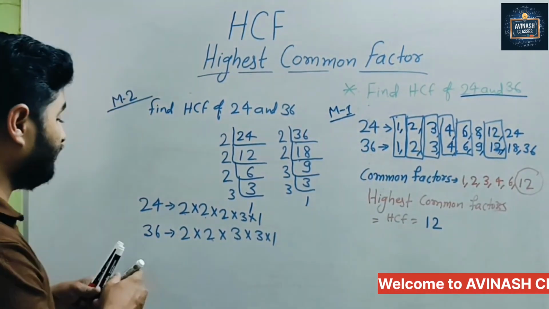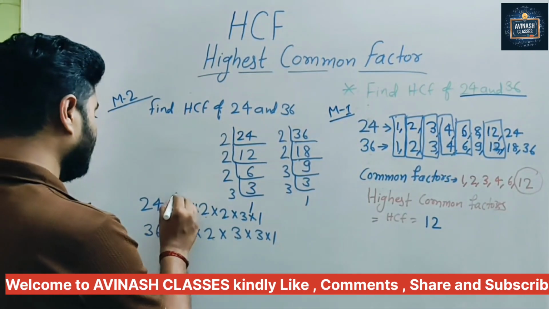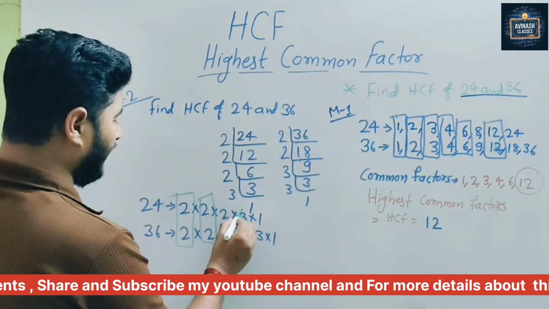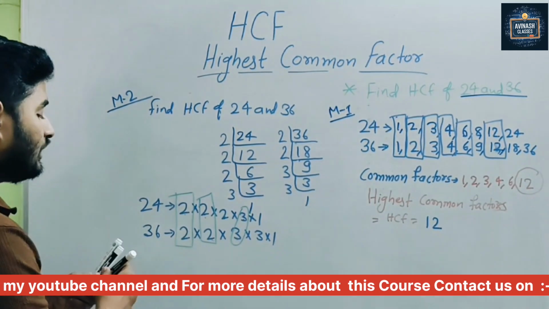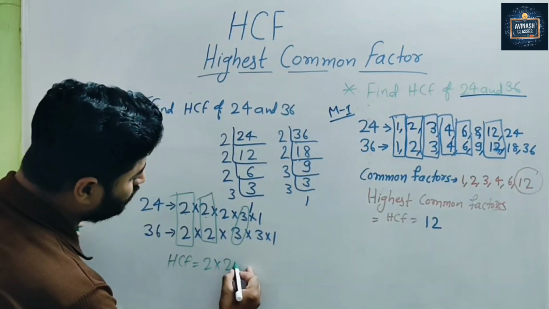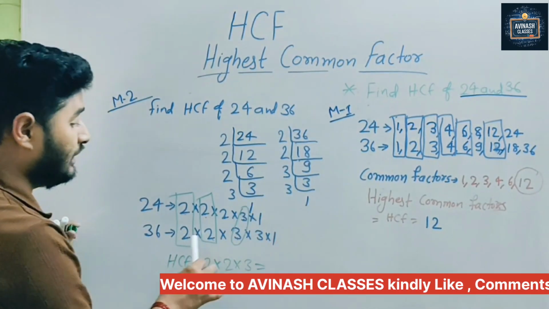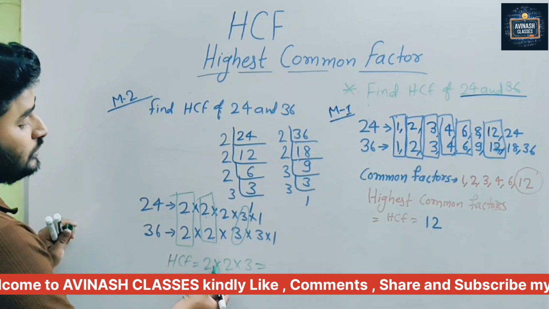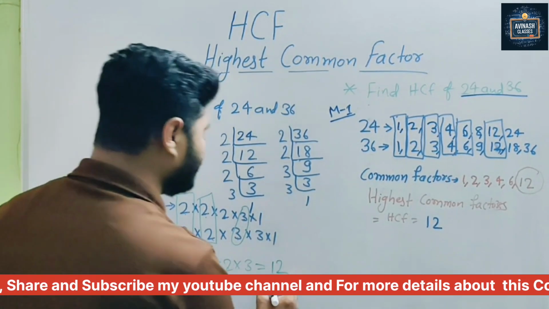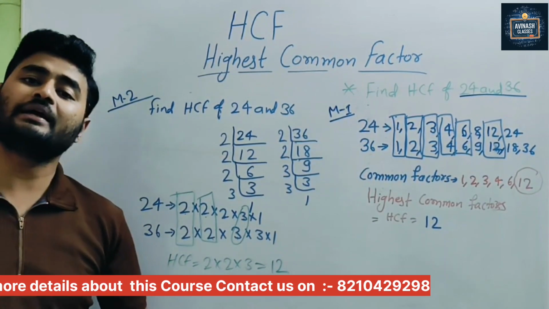Now here we check which one is common. So here 2 is common, this 2 is common, and 3 is common. So in this method, what do we write? HCF is equal to 2 into 2 into 3. We multiply all. Here we are writing only the highest because this is a factor, but this is a factorization. So 2 times 2 is 4 and 4 times 3 is 12. See, we get the same answer now. Here 12, here 12. So method 1, method 2 we learned very well.